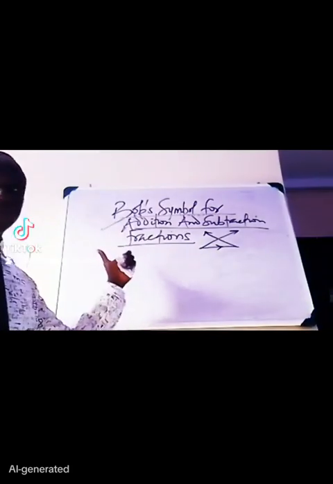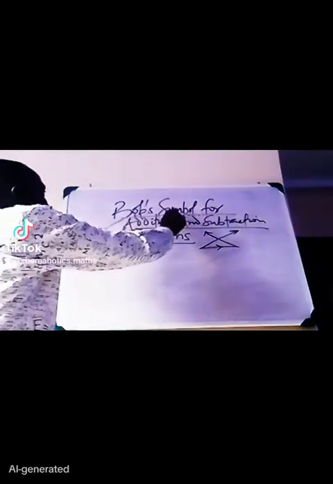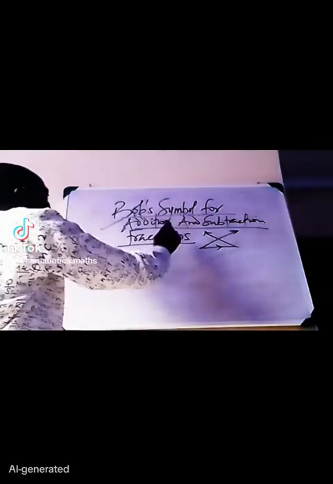Beautiful. So we have on the board Bob's symbol for addition and subtraction of fractions. And this is the symbol. What is Bob? Bob represents Buma, Otoni, Merepiki.